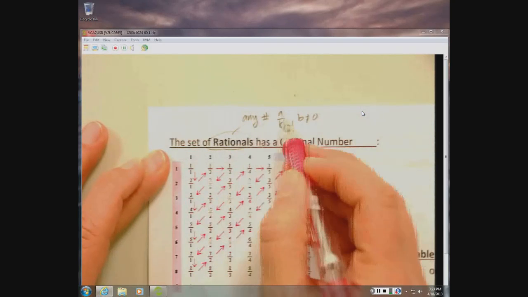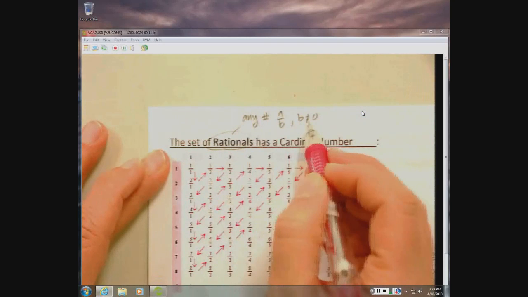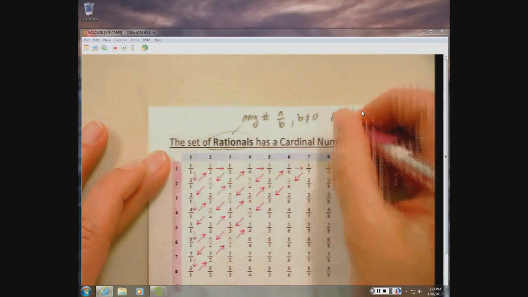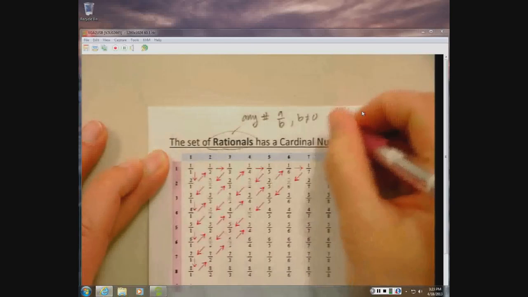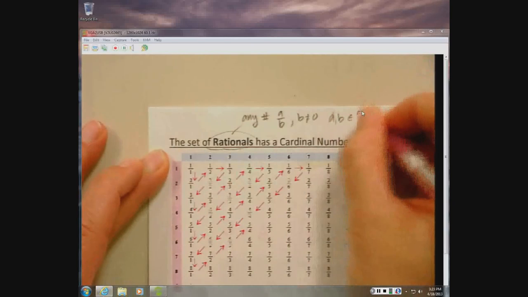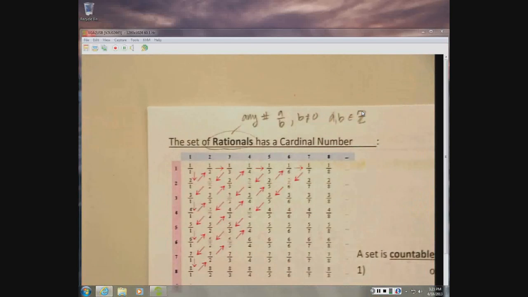So the set of rationals is any number that can be written as some fraction a over b, where b is not 0, and a and b both belong to the set of integers. That's how we define the set of rationals. So we're really looking at all possible fractions.